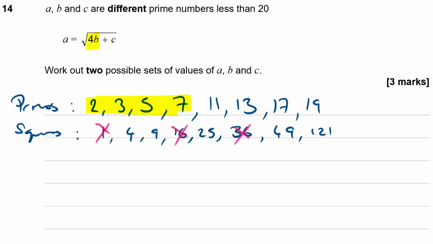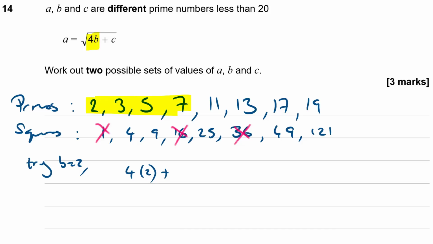Okay, so let's try a small value of b to start with. Let's try b is 2. So 4 lots of 2 is 8. Now can we pick another prime number to add to 8 in order to get one of our squares that we're looking for? Okay, so let's go through.